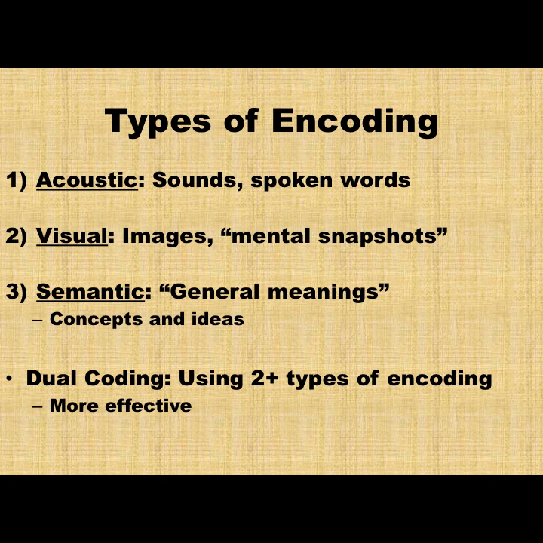The first one is one that you should sort of already know, because it's acoustic encoding, and we just talked about it. It deals with sounds and spoken words, so the sounds of music in the last case. It can also work for spoken words, like if you're trying to memorize what your teacher said during a lecture, or you're trying to remember exactly what your mom told you to do after you walked the dog, stuff like that. The second type, though, is different than sounds, because there are many more stimuli than just these sounds. We can also see things. So, the next type of encoding is called visual encoding, and this deals with images and mental snapshots.